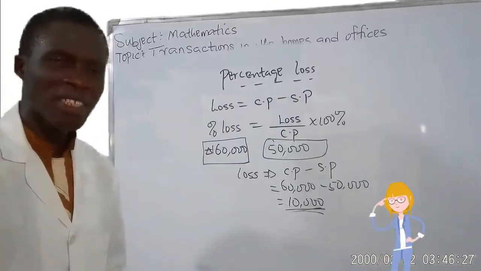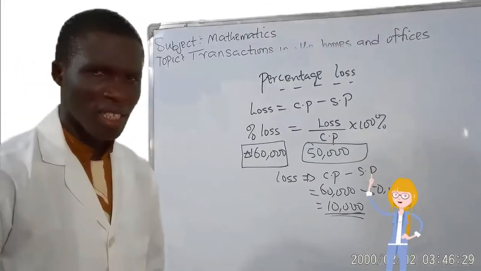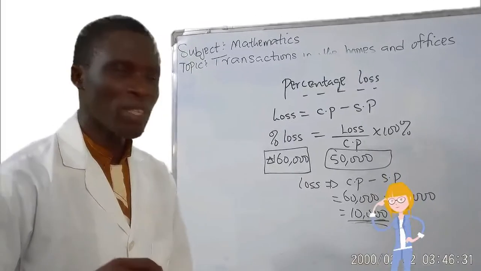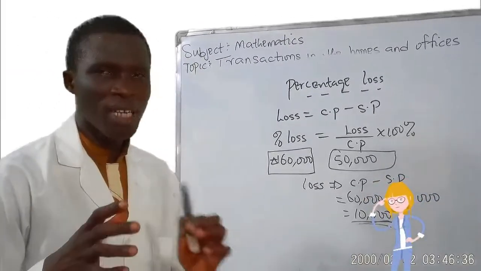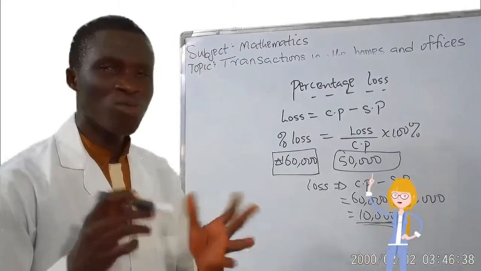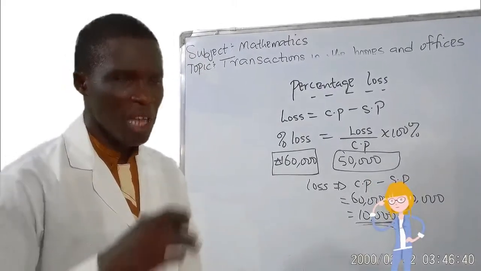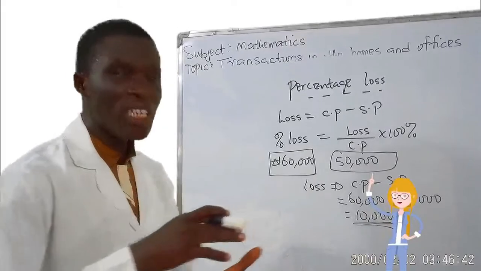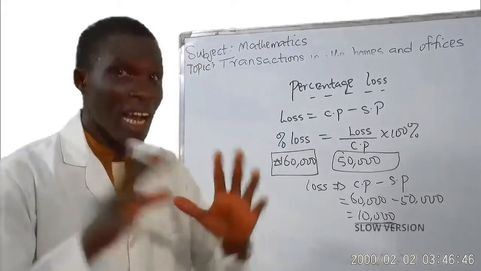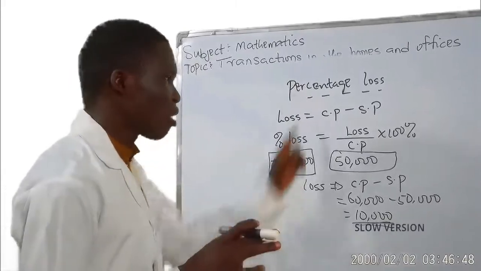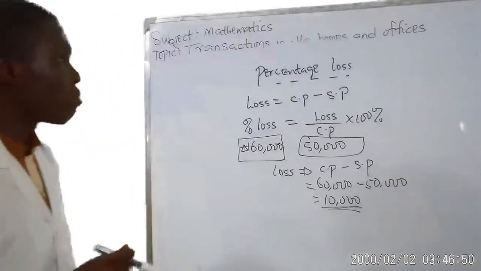I believe that if you are going into business, even as a student, you can do business. Your purpose is to make profit. So that's why we are studying this. And this is not just mathematics. This is real life application. So that when you are into business, you'll be able to know how to minimize your loss and maximize your profit. So let's take a look at an example on percentage loss.